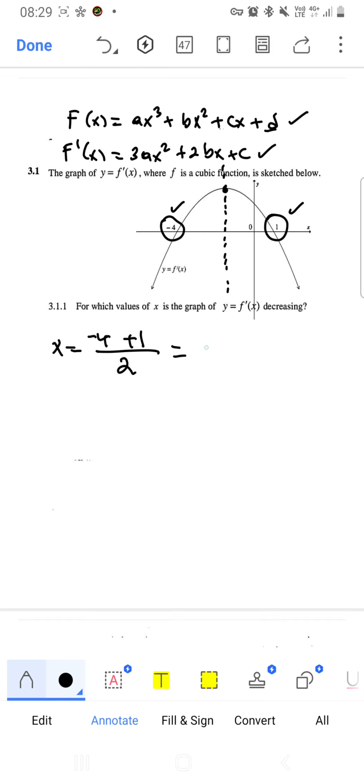So it means we get what? We get -3 divided by 2. So it means when we move from this part upward, that's where the graph is increasing, and then on the right hand side of the turning point, the graph is decreasing. So it means x is greater than -3 divided by 2, and then we get 1 mark.